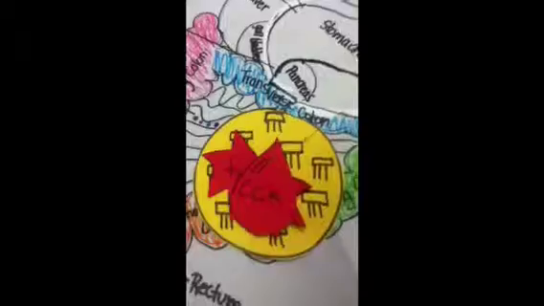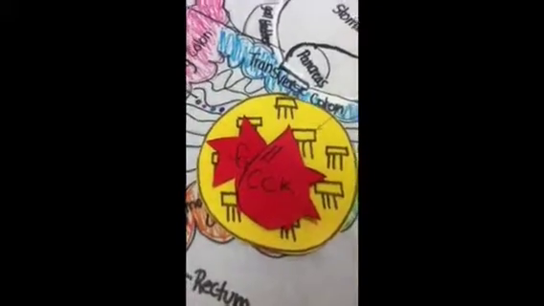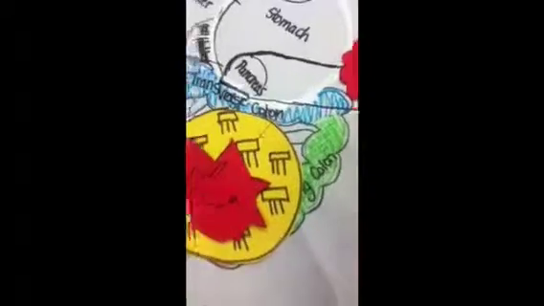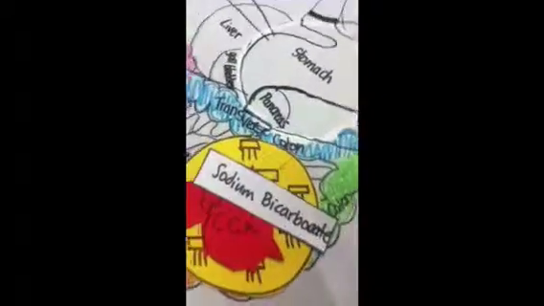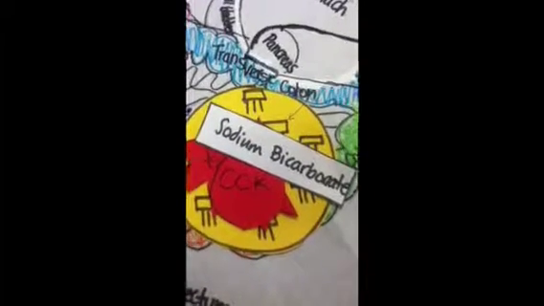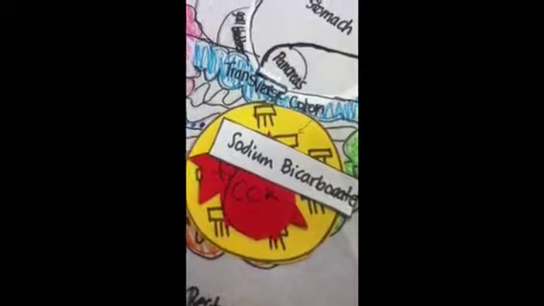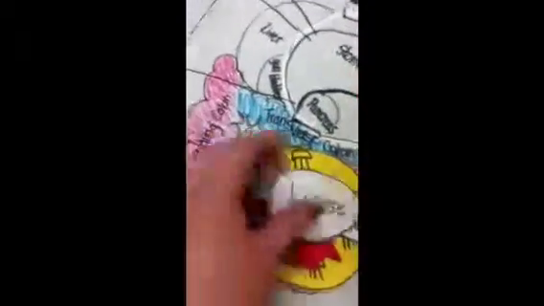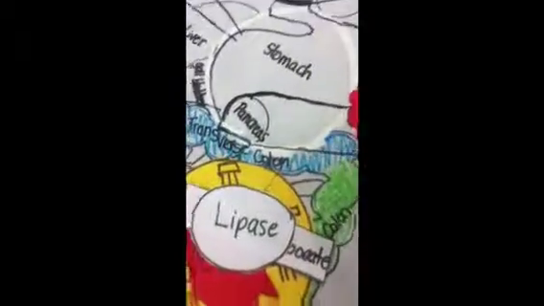gallbladder and an additional release of the pancreatic juices. Sodium bicarbonate neutralizes the pH to 8.5 so all the enzymes can work at their optimum pH. Bile emulsifies the fats into smaller droplets. Lipase breaks the smaller fat droplets into fatty acids and glycerol.